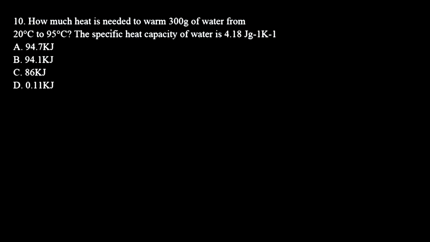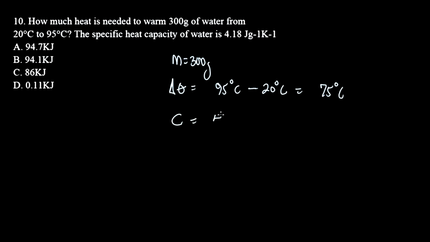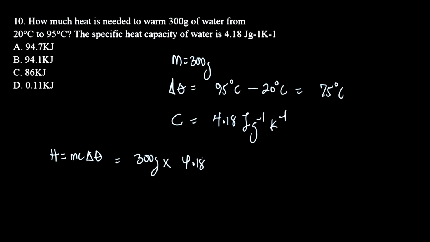This question also, how much heat is needed to warm this mass, 300 gram of water from, so let's see the change in theta to be 95 degrees Celsius minus 20 degrees Celsius, and that should give us 75 degrees Celsius. The specific heat capacity of water is 4.18 joule per gram per Kelvin. So how much heat is needed? Heat equals mc change in theta. Therefore I have 300 gram times 4.18 joule per gram per Kelvin, right, times change in theta, which is 75 degree Celsius.